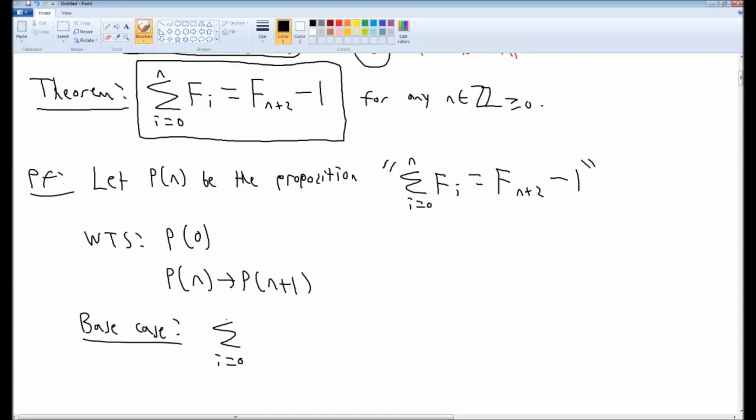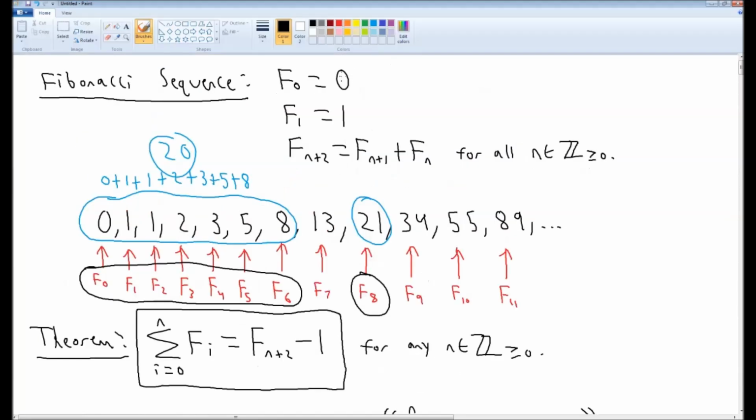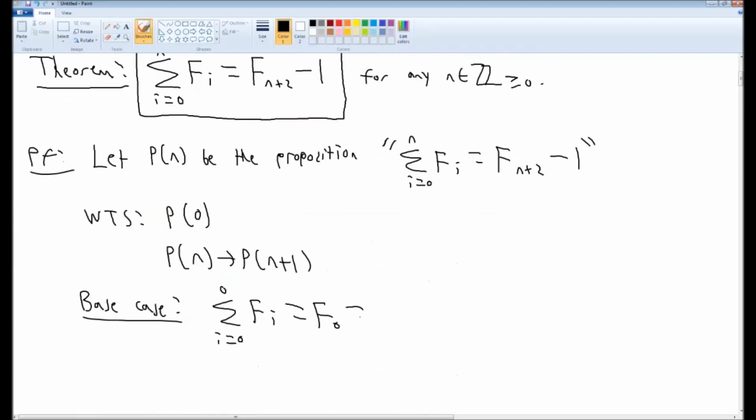You just get the sum from i equals 0 to 0 of fi. What is this equal to? Adding all the fi's from i equals 0 all the way to 0, this is just f0, right? And what's f0? It's 0, right? It's the 0th term of our sequence, this one right here. So this just comes out to be 0.